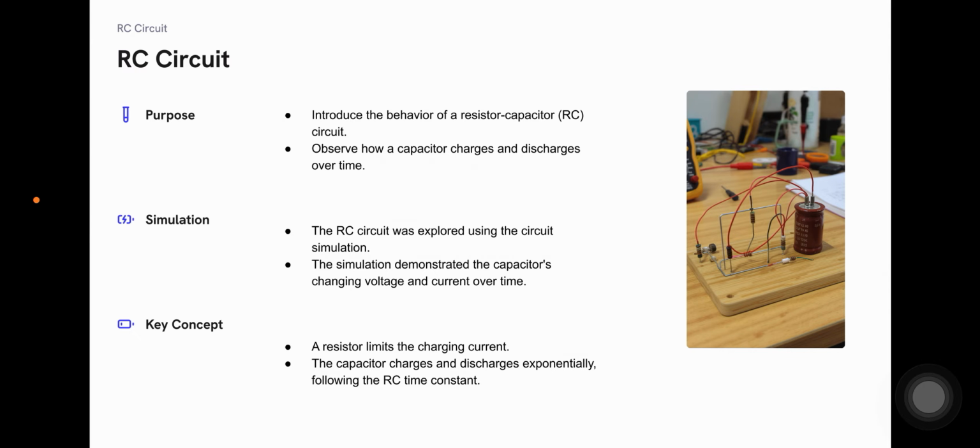Although we explore the RC circuit through the simulation, it still demonstrates the basic behavior of a resistor and capacitor. The resistor controls how quickly the capacitor charges and discharges, producing the exponential behavior that characterizes RC circuits.